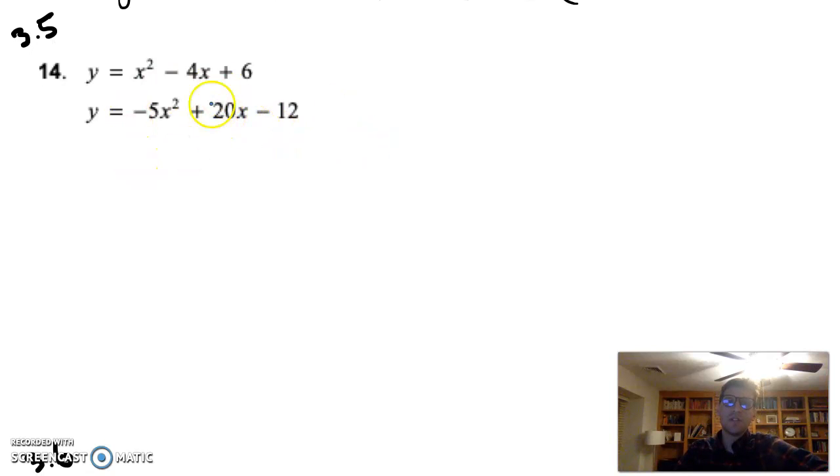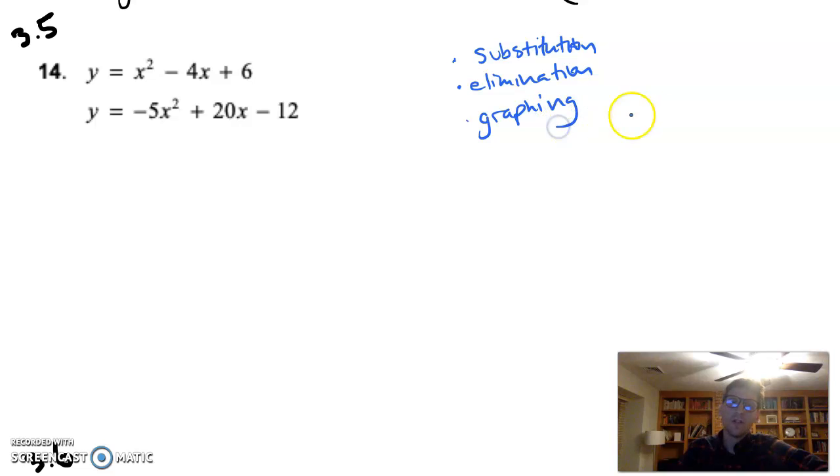So remember, when you have a system of equations, we have three processes. We have substitution, we have elimination, and we have graphing. Remember, we could graph them, see where they intersect. Two parabolas, especially, looks like one's going to be opening up and the other's going to be opening down. They could hit twice, they could hit one spot, or they could not hit at all.